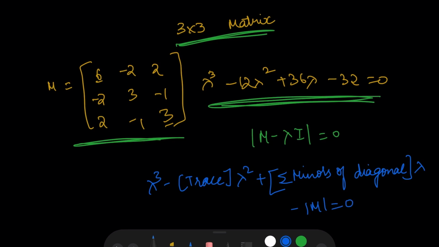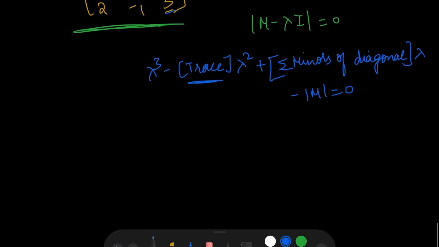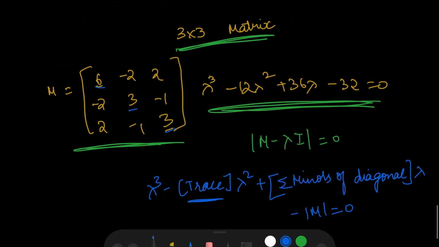So now let us first find the trace of the matrix, that is this thing. Trace is nothing but the sum of the diagonal elements, so that is 6 plus 3 is 9, 9 plus 3 is 12, right? So lambda cube minus 12 lambda square plus the summation of the minors of the diagonal.